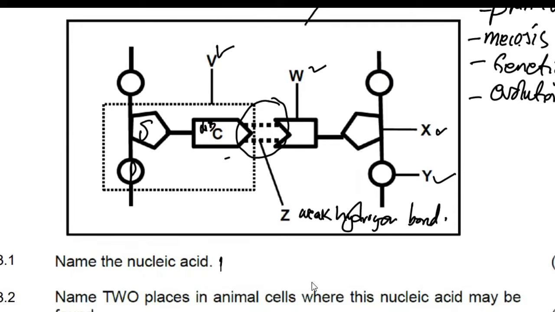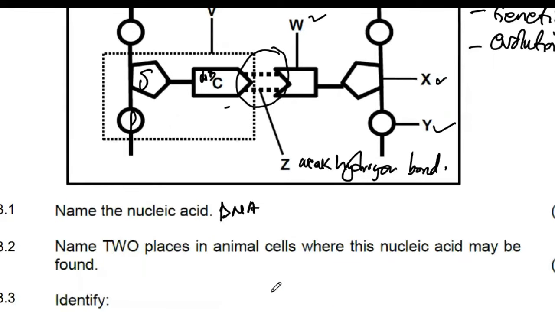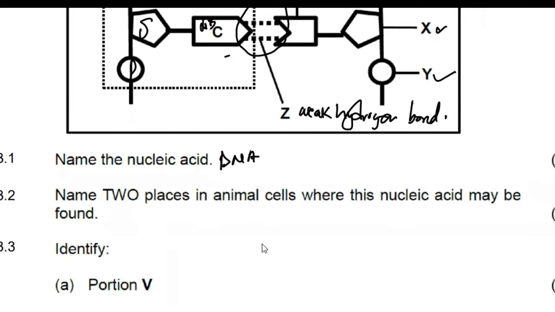So we have seen that this is the DNA. Then they're saying name 2 places in animal where you can find this DNA. Where can you find this DNA in animal? You can find it in 2 places. That is in the nucleus, and then in mitochondrion.